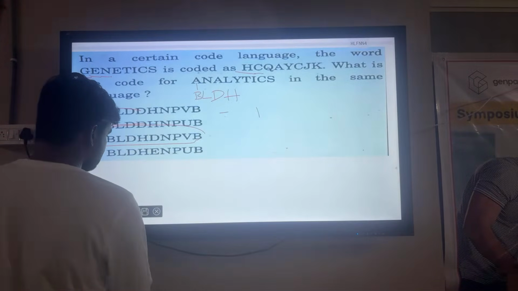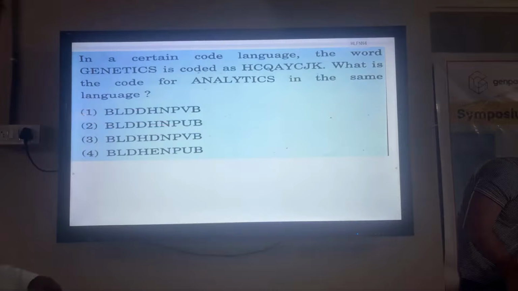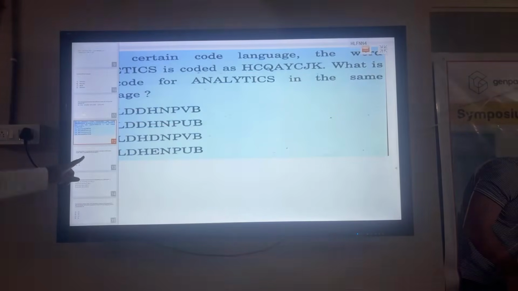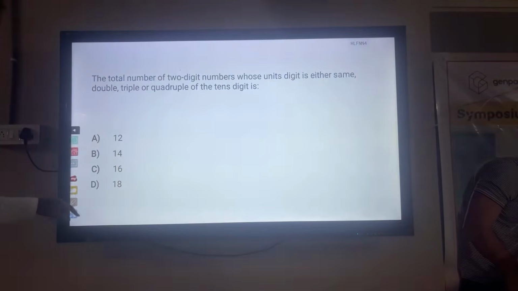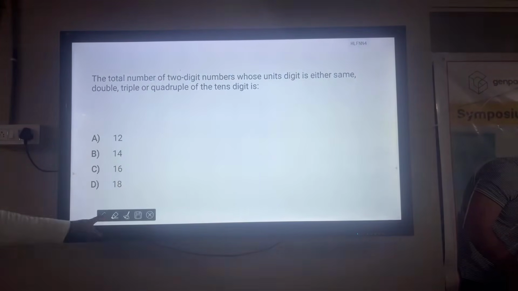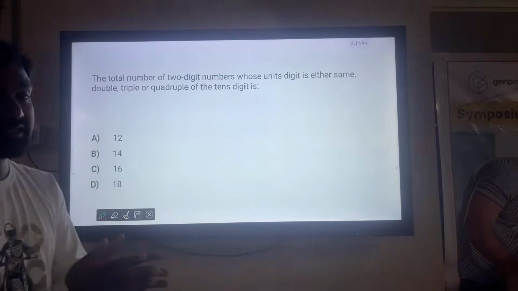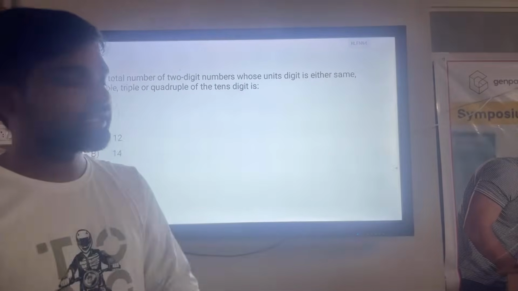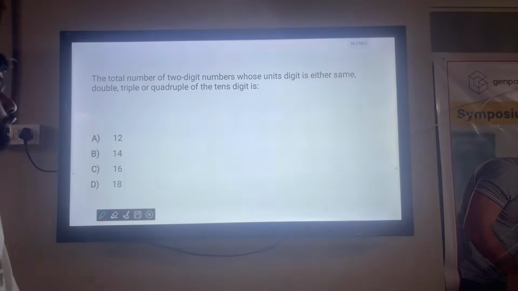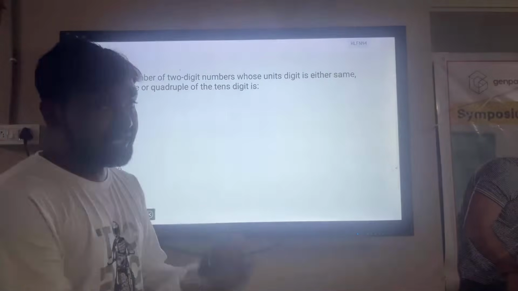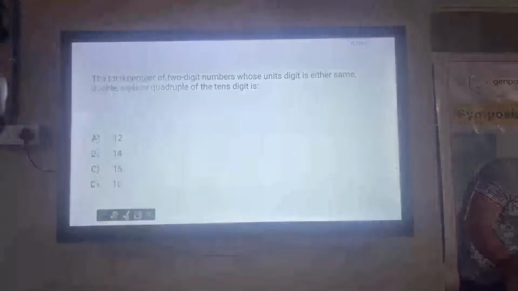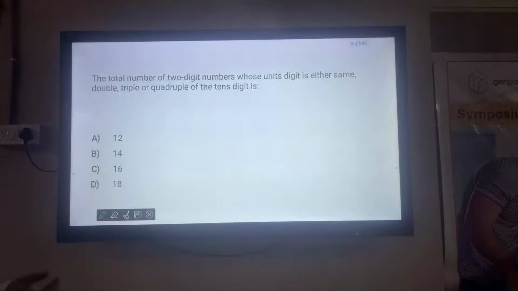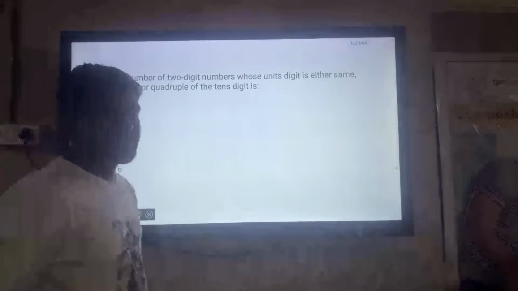Ready? Can you answer the next question? Comment your answer. The total number of two-digit numbers, only two-digit numbers. Two-digit numbers means 10 to 99. The total number of two-digit numbers whose unit digit is either the same as, or double, or triple, or quadruple of the tens digit.